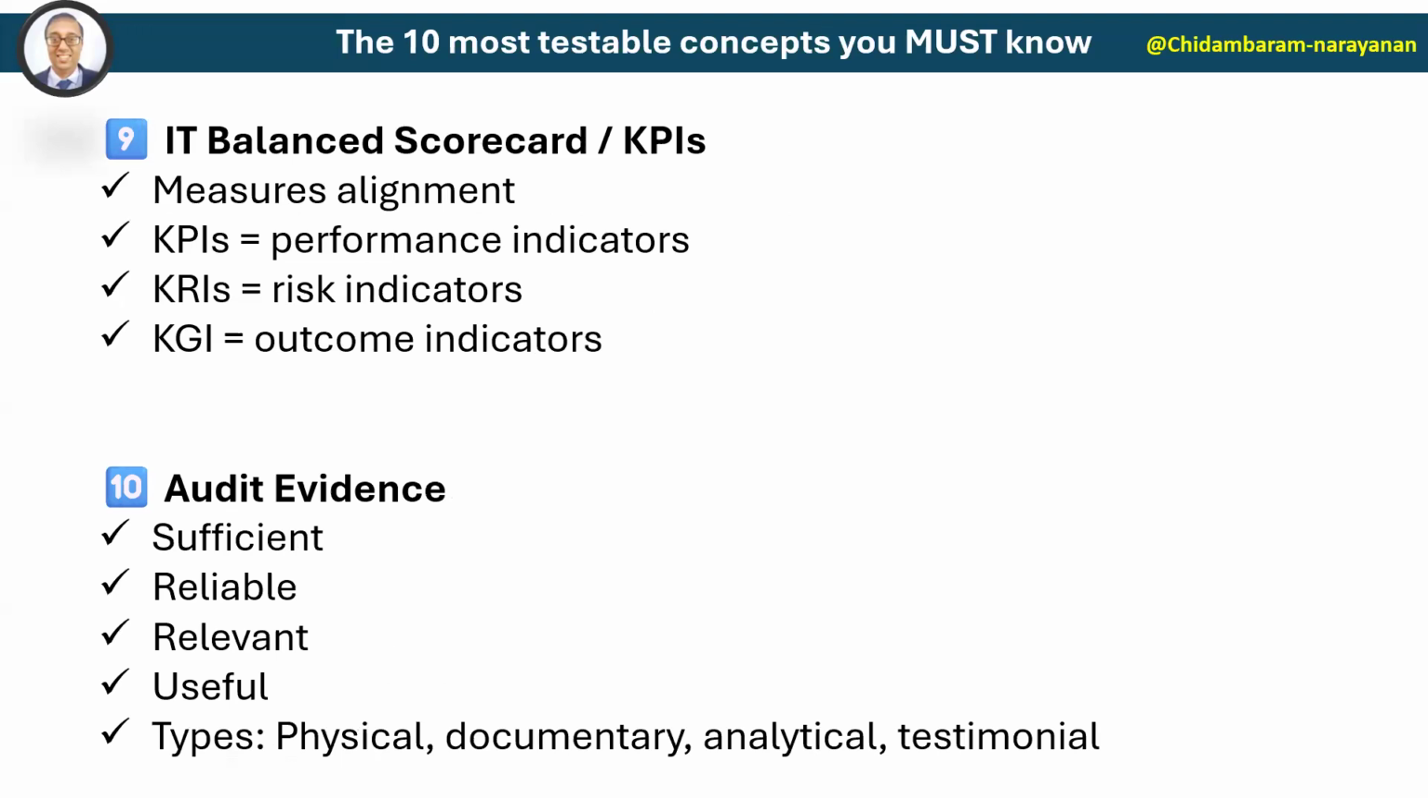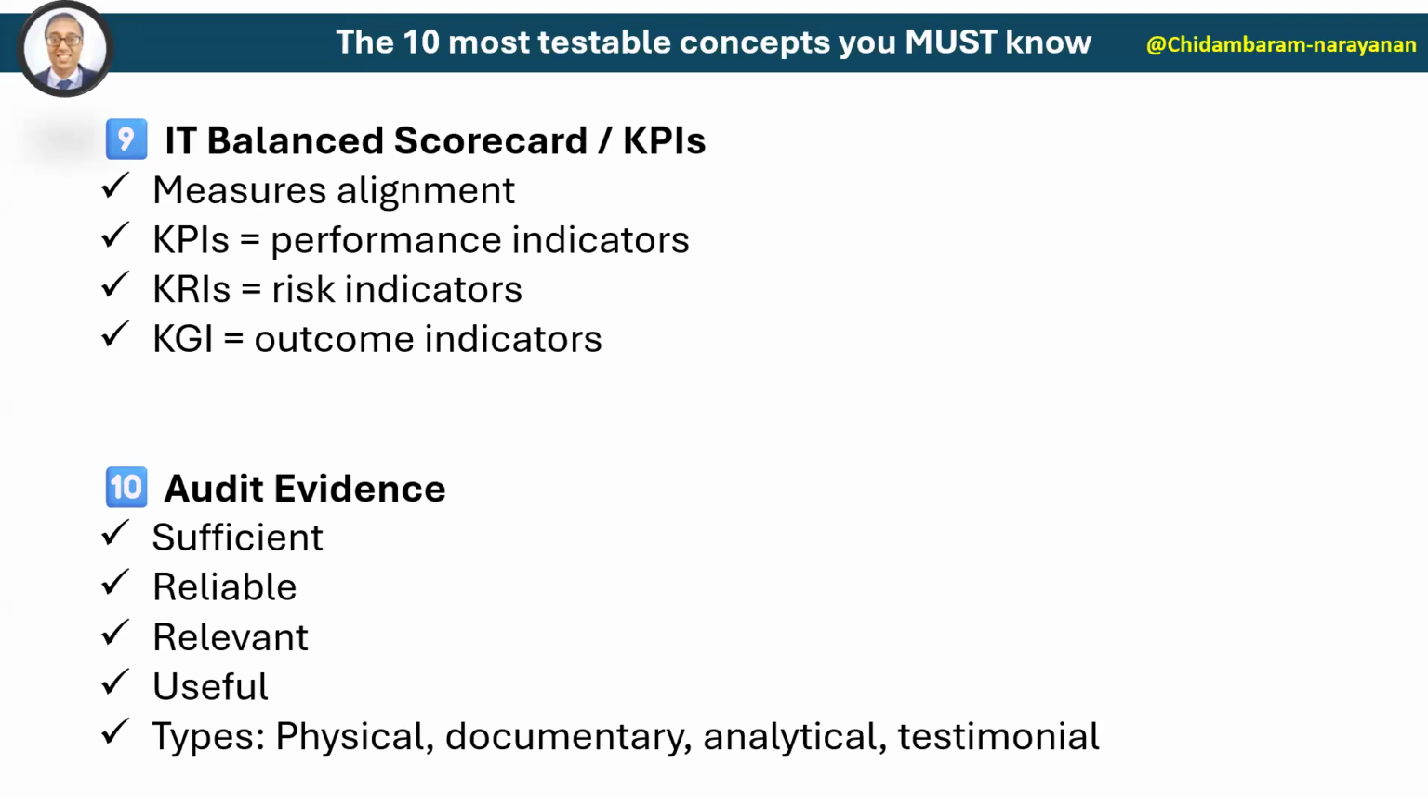When it comes to audit evidence, it's always looking at sufficiency and reliability. This is something called SURE. So evidence should always be sufficient, useful, reliable, and relevant, and ultimately it should evidence what we want to achieve.